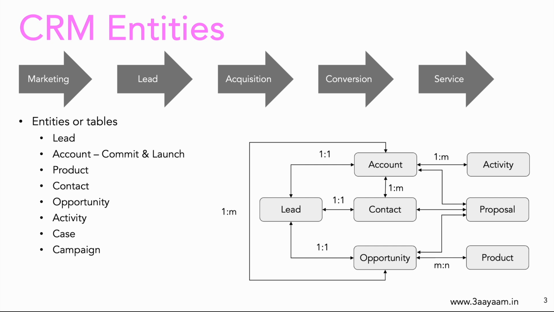Then there is contact. Contact is essentially a kind of dimensional table because not too many things change there. The most important ones are the opportunity, activity, and account tables.